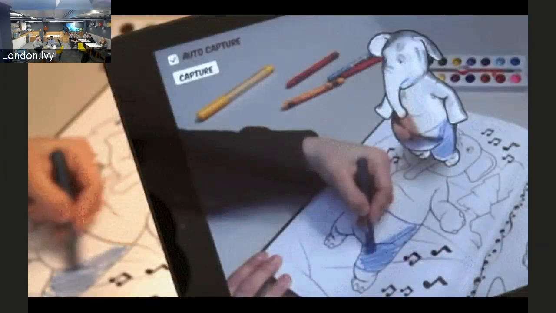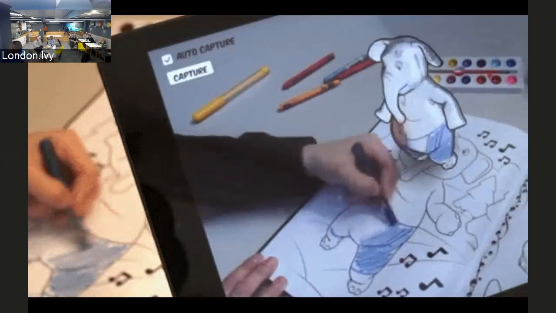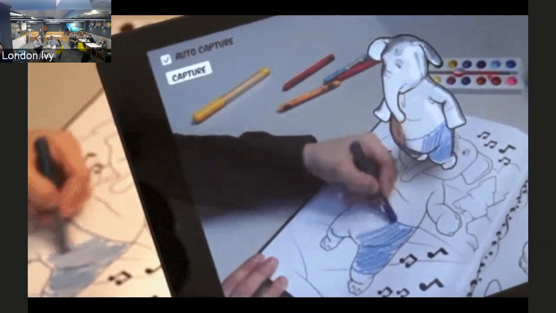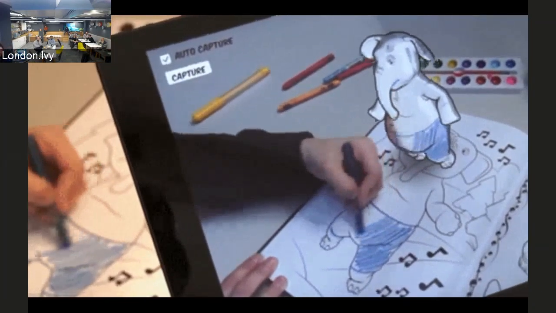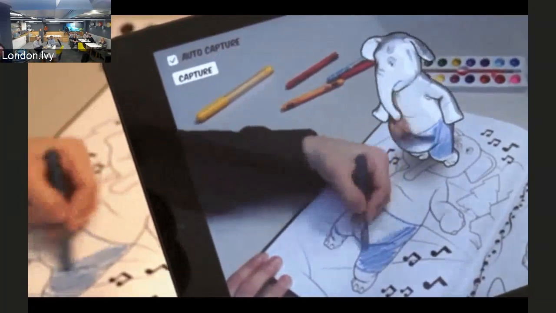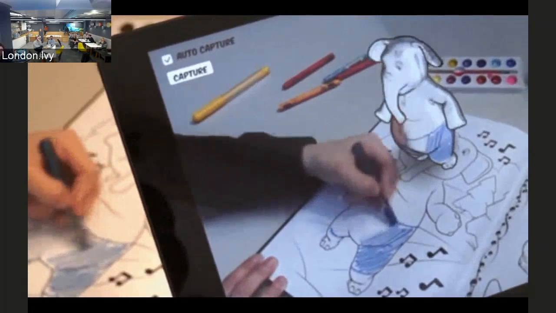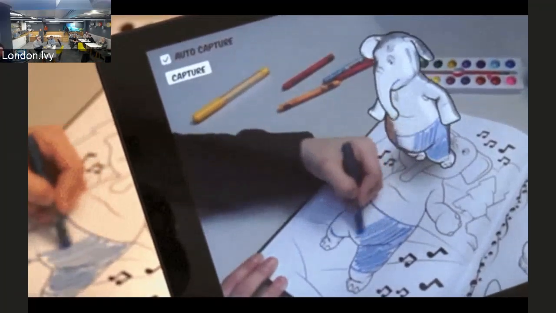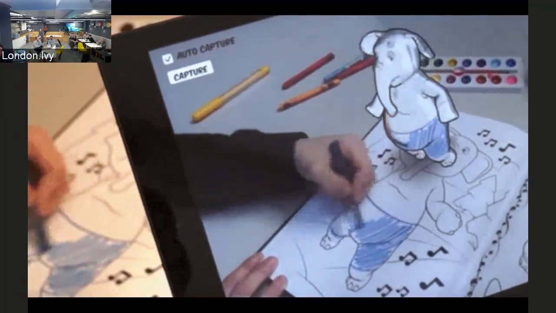So this one is, I think, an interesting point of where education can be involved with all this. This is a colouring in book where you can see it has the physical elephant there. And I know this is a simple example, but I think it's quite fascinating to see where this sort of tech can move towards.